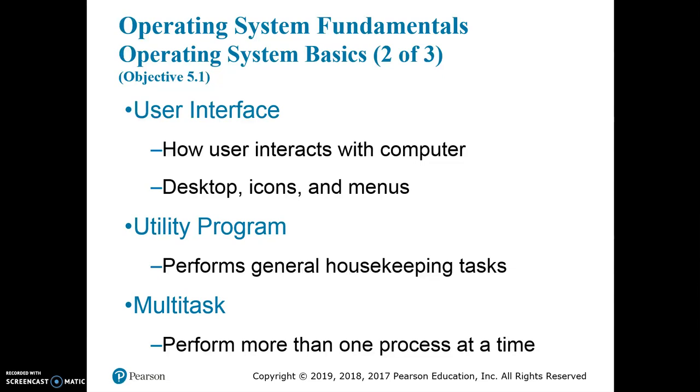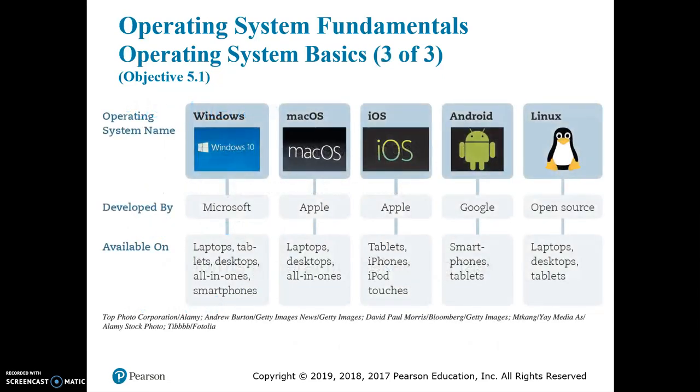So when operating systems were originally developed, they were designed for a single user performing one task at a time. And we know that's not how we work anymore. Okay, we're always multitasking. All right, so our modern OSs provide the ability to multitask, which just means that your computer can perform more than one process at a time. So this is just a list of common operating systems. Okay, we have Windows, Mac OS, iOS, Android, and Linux.